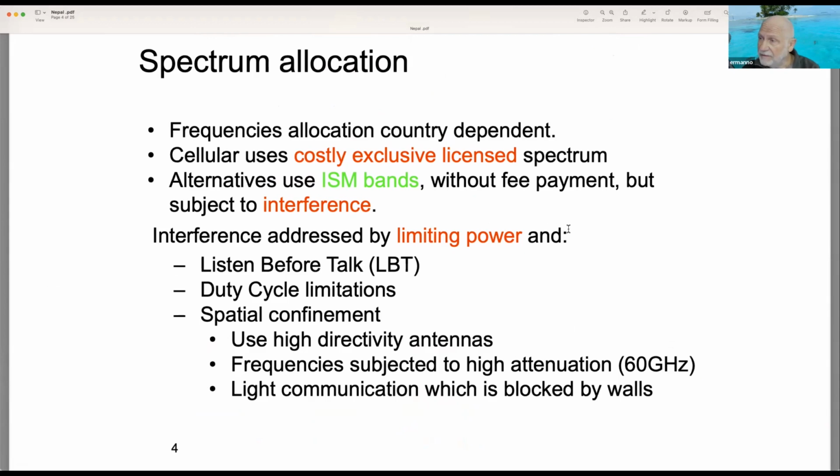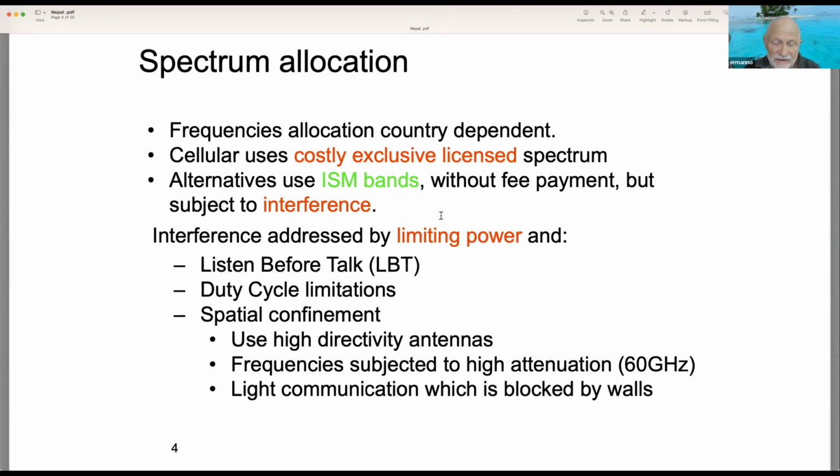I'm saying that frequency allocation is country dependent. Cellular spends a lot of money paying for the spectrum because the spectrum is protected. But there are also alternatives that use unlicensed spectrum, which has different requirements in different countries. Normally you don't have to pay for the use of this spectrum, and this opens up a lot of possibilities, like the one that we all experience with Wi-Fi. The success of Wi-Fi is possible because of the availability of unlicensed spectrum.